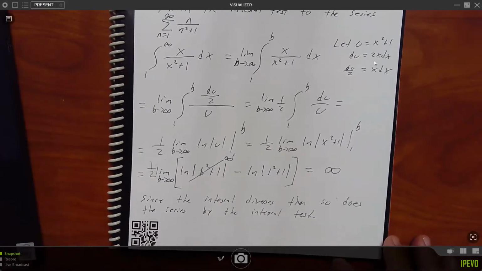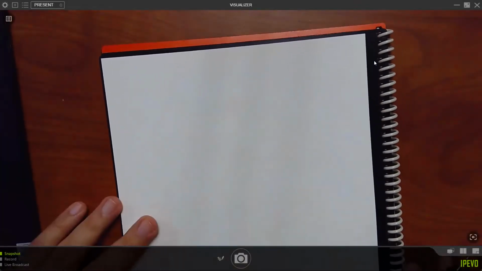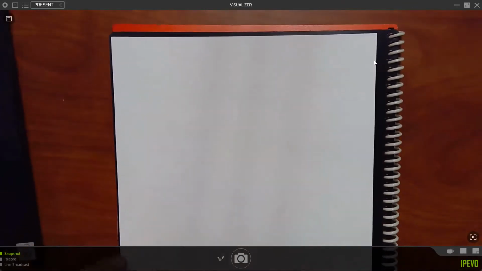So there's one last example. Let me write down the next test first, and then we'll do one more example and we'll call it a night. This is called the P series. This is the easiest test in my opinion.